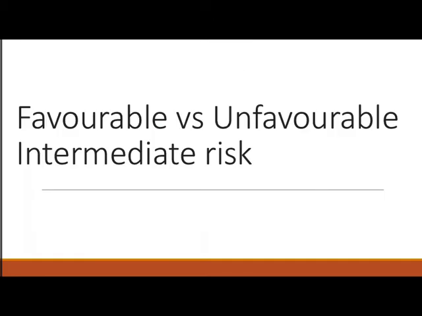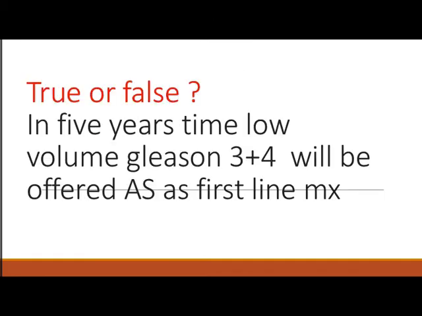So, favourable versus unfavourable intermediate risk. What are we talking about? Before we go on, I want to put it to the audience: is this statement true or false? In 5 years, we will be offering low-volume Gleason 3+4 active surveillance as first-line management. Who thinks that's true? Only one taker, two takers. Depending on volume, okay, well, we'll talk about that. And the naysayers? The rest of the room.